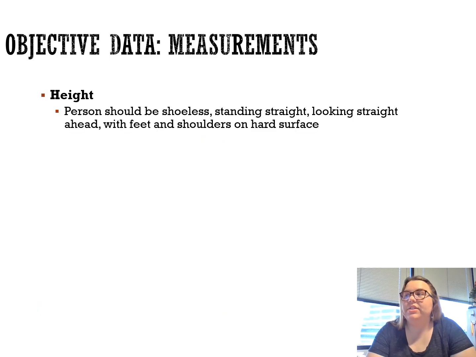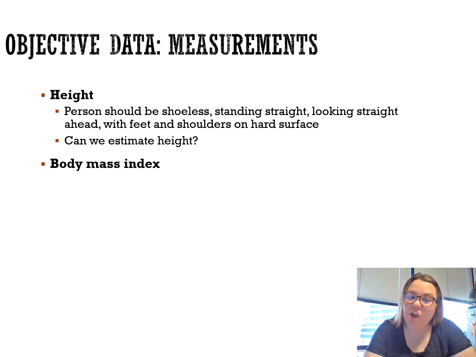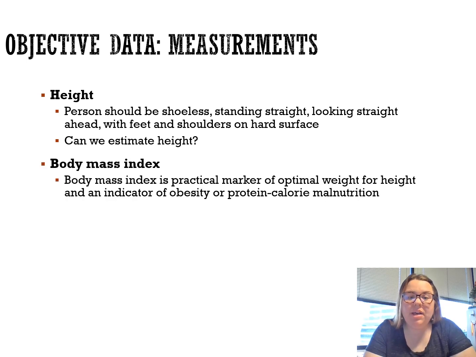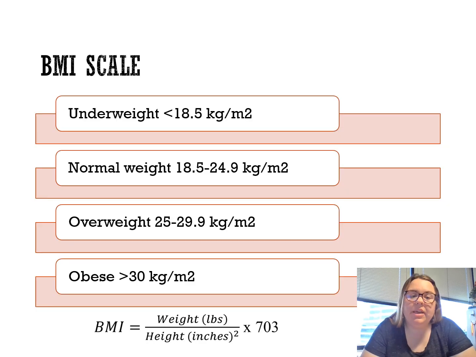So height. The person should be shoeless, standing straight, looking straight ahead with their feet and shoulders on a hard surface. Again, can we estimate weight or height? No, we can't. The BMI is a good indicator for obesity. So here's the BMI scale. Underweight is less than 18.5. Normal is 18.5 to 24.9. Overweight is 25 to 29.9. And obese is greater than 30.